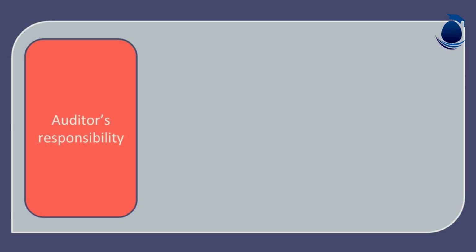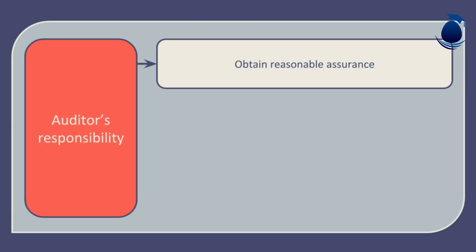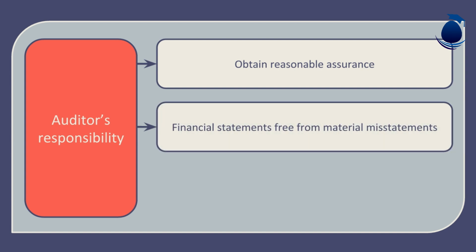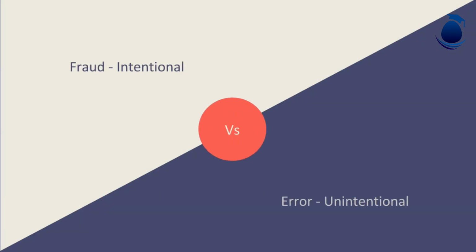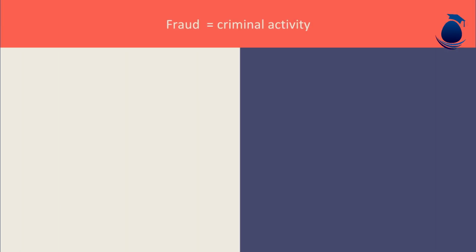Auditors have a responsibility to obtain reasonable assurance that the financial statements as a whole are free from material misstatements, whether they arise from fraud or error. The key difference between fraud and error is whether the misstatement was intentional or not. Fraud is criminal activity. There are two types the auditor may see.